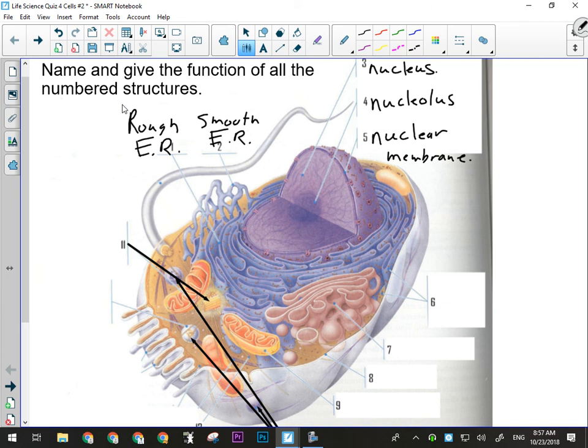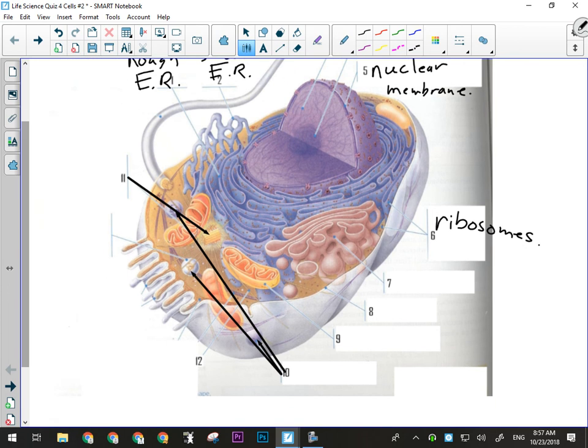All right, structure number 6, the little dots are ribosomes. Okay, ribosomes make protein. Excuse me? I don't think we need to read out somebody else's answers.